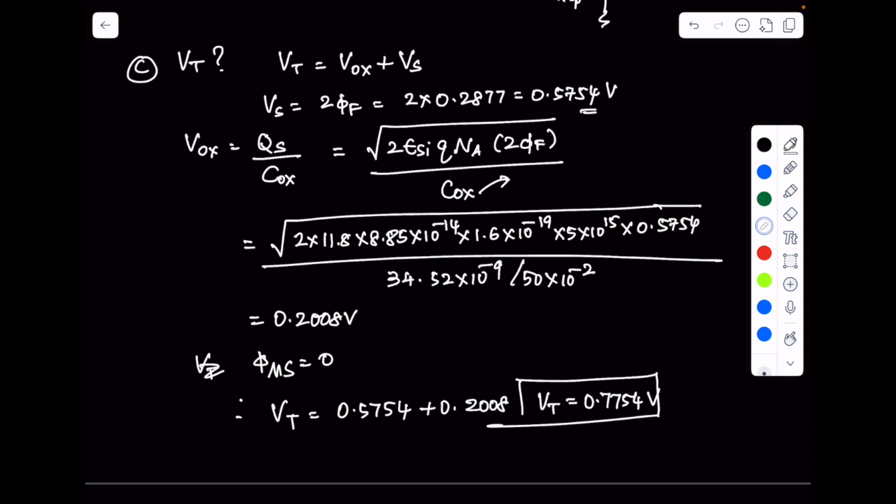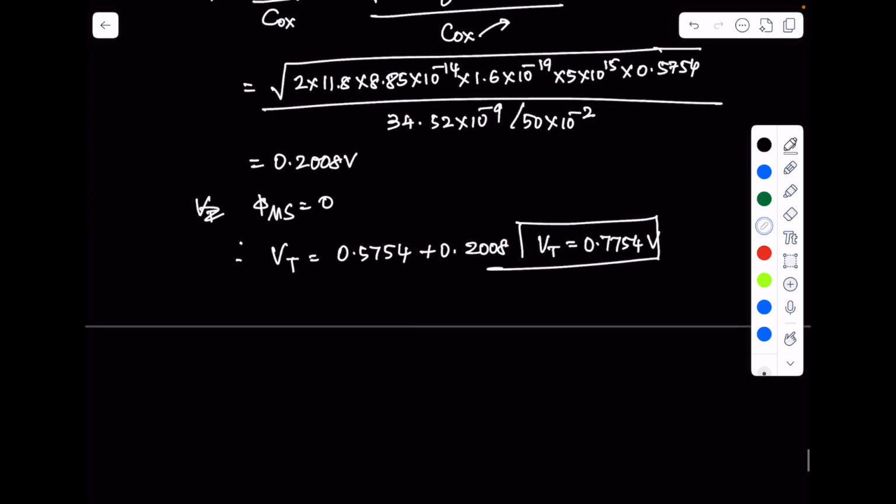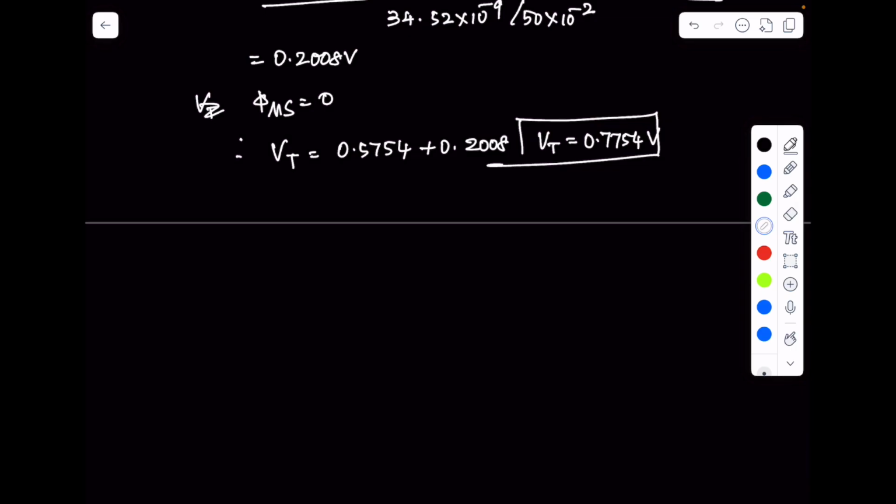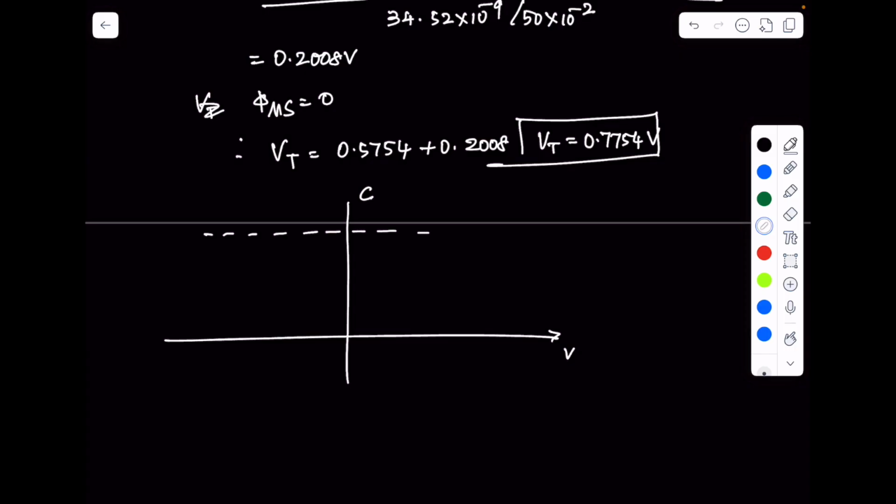You're asked to draw the energy band diagram to scale. That can be drawn at Vt by drawing the difference in the various areas. And if I'm going to actually plot the CV, it's going to look something like this. I have two levels, a maximum level of 34.52 nanofarads and a minimum level of 5.133 nanofarads. Now here the VFB is roughly 0 because phi ms is 0.